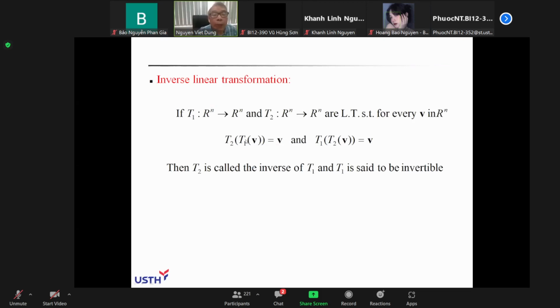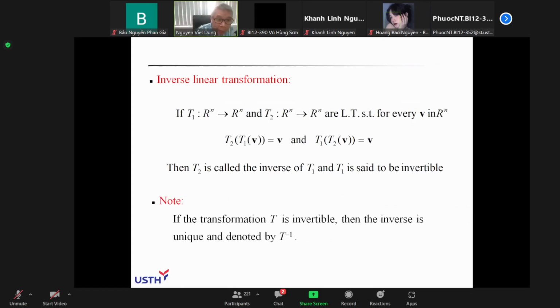But now you see, suppose that T1 and T2 satisfy that, then we will call T2 the inverse of T1. And in that case, the linear transformation T will be said to be invertible. Then we have the following remark. In case T1 is invertible, meaning we can find T2 satisfying that, then we can find only one T2 satisfying that. Because of that, the inverse is unique and is always denoted by T to the power minus 1, and we call it T inverse, or the inverse of T.